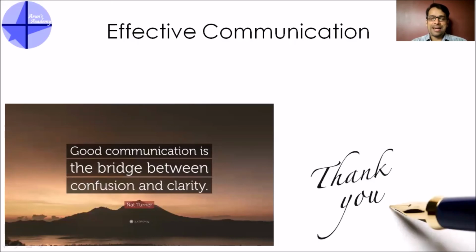Always remember, as Nat Turner says, good communication is a bridge between confusion and clarity. So ensure that you are not using specialist language and making sure your communication is reaching the other person with full clarity.